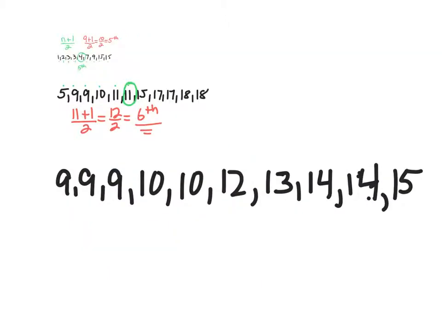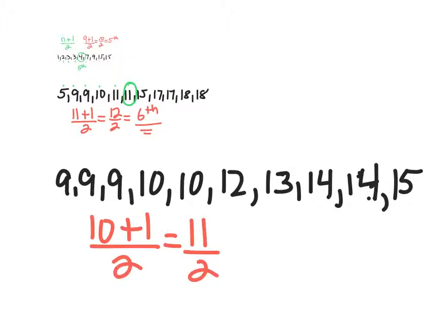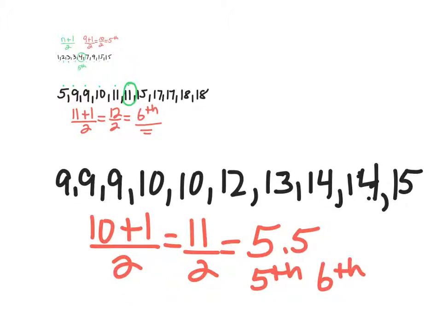Let's take a look at a situation where we have an even number of data. Like I said on the slide earlier, when we have an even number of data, our median is going to be between numbers. So let's see what that looks like. I have 10 pieces of data, so I'm going to do 10 plus 1 divided by 2, which gives me 11 over 2, which is 5.5. That means the position of my median is going to be between the 5th and the 6th piece of data.